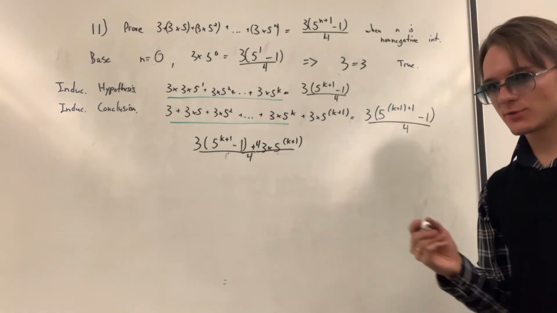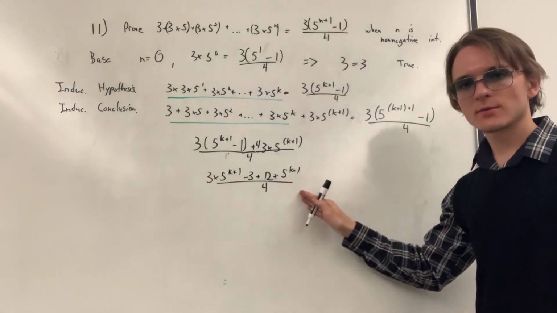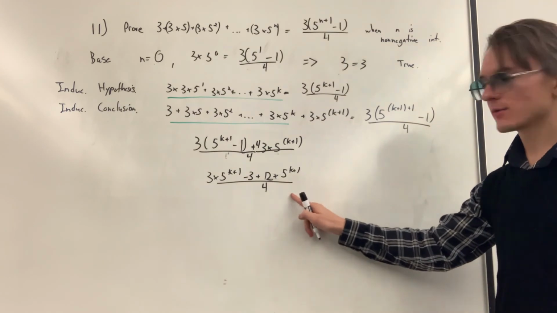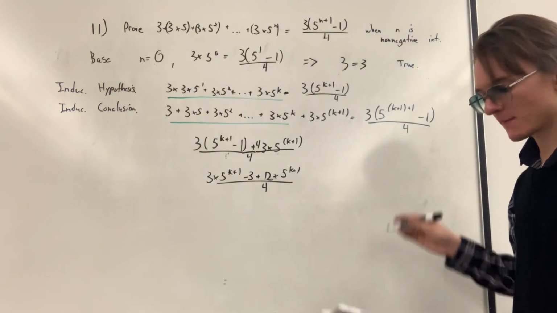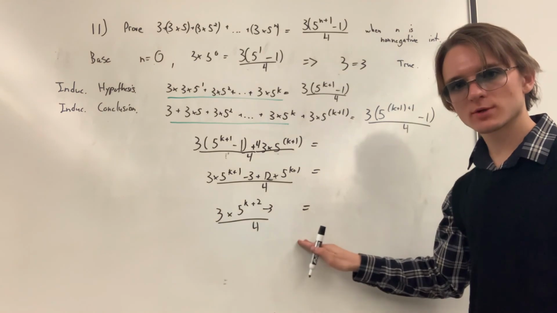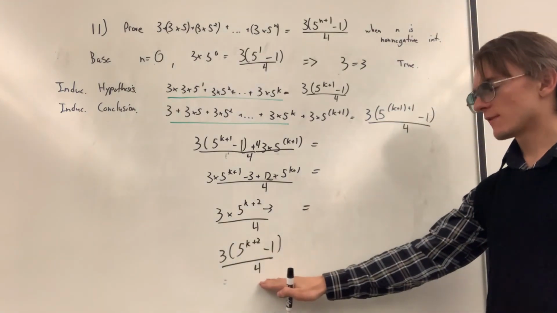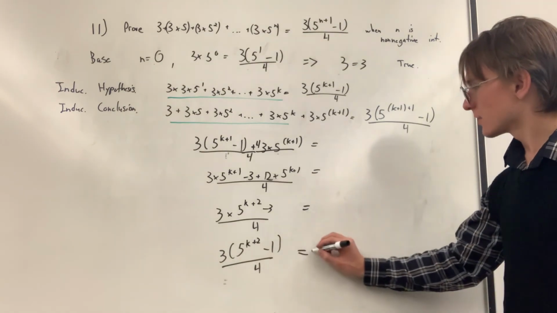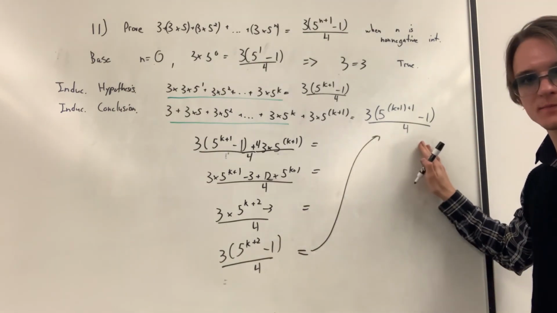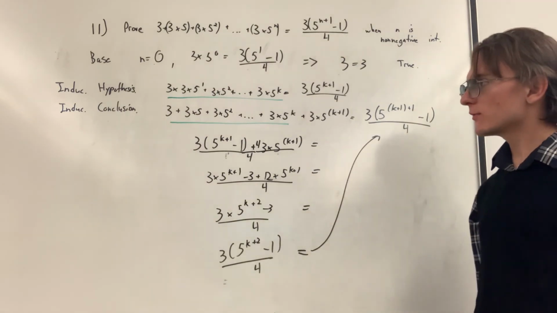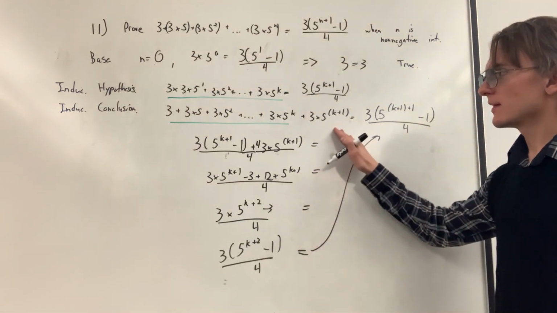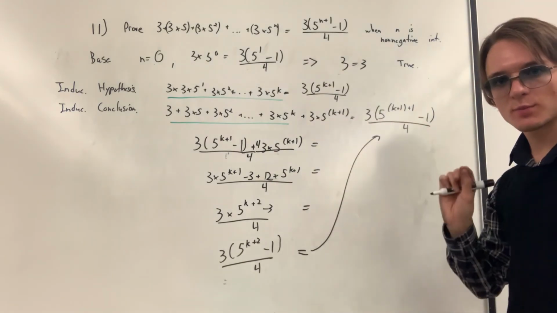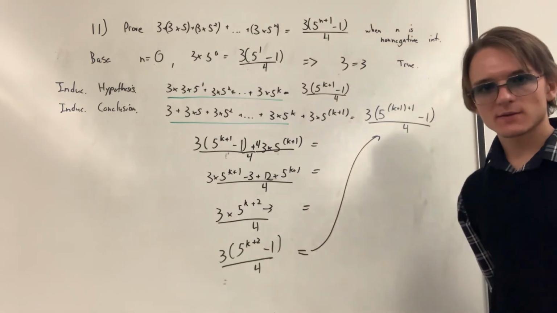From there, let's do the algebra. Let's simplify. All right, we get the following. Let's simplify a little further. We're going to want the algebra here to get it to match up with what we have on the right. Here's our next step. Let's go one more step further. We got 3 times 5 to the power of k plus 1 minus 1, over 4. Does this match up with this up here? Absolutely. So we have proven our inductive conclusion using our inductive hypothesis, which proves that the original statement holds true.